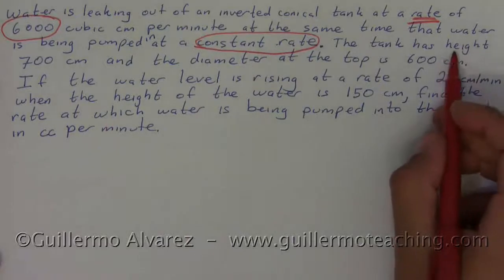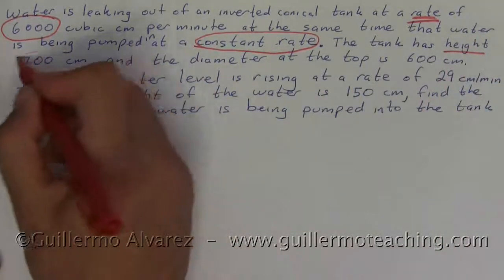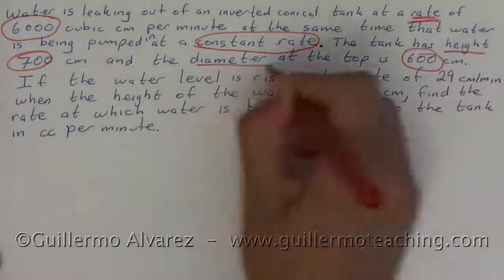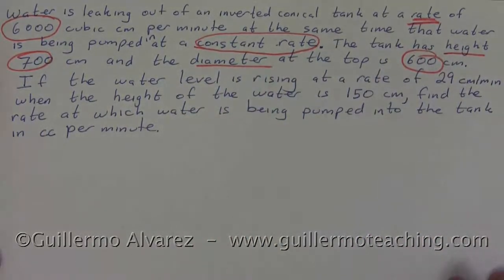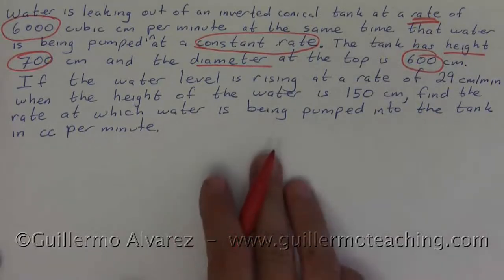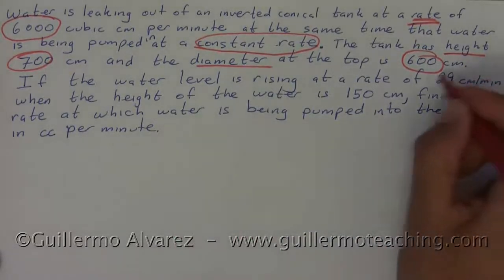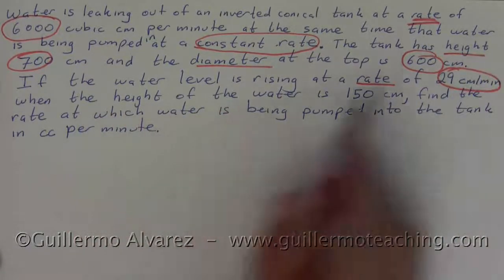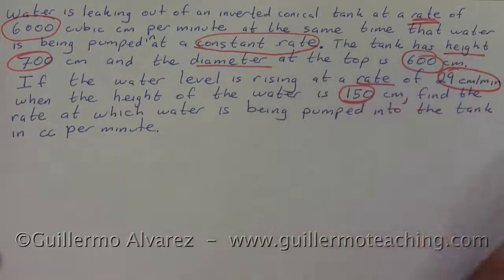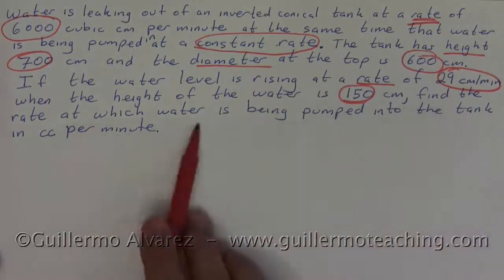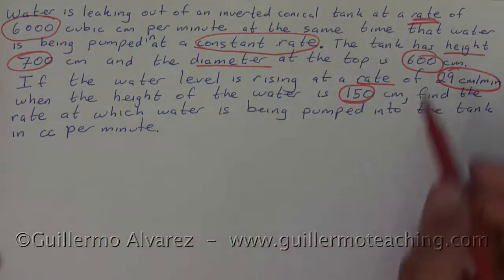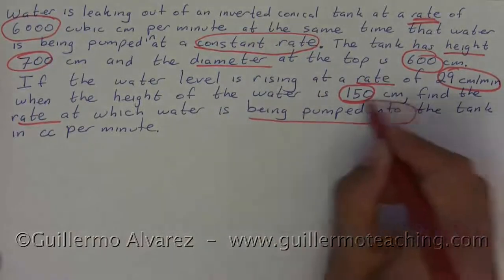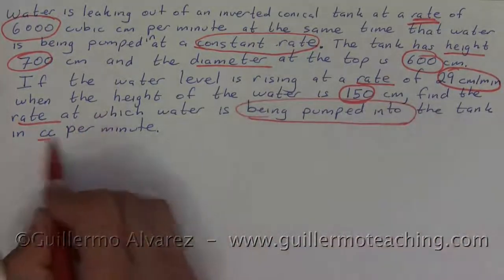The tank has height 700 centimeters and the diameter at the top is 600 centimeters. If the water level is rising at a rate of 29 centimeters per minute when the height of the water is 150 centimeters, find the rate at which the water is being pumped into the tank in cubic centimeters per minute.